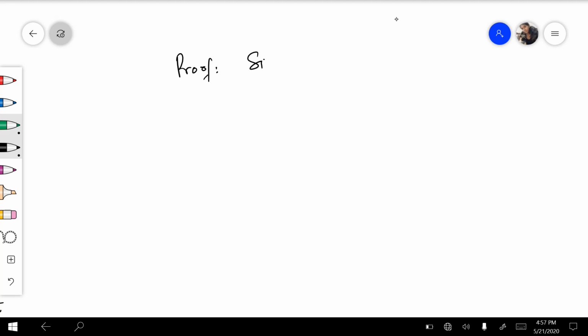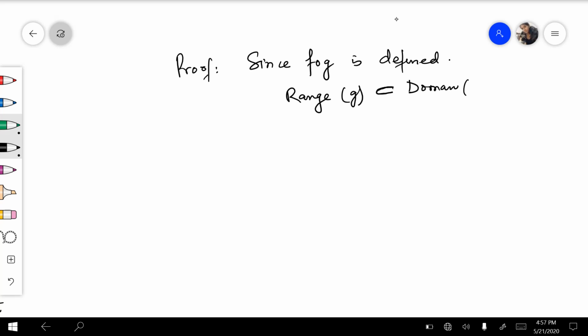We are given that composition of g with f is defined, और g की composition f के साथ तभी define हो सकती है जब range of g is subset of domain of f, which implies gx belongs to domain of f for every x belongs to domain of g.